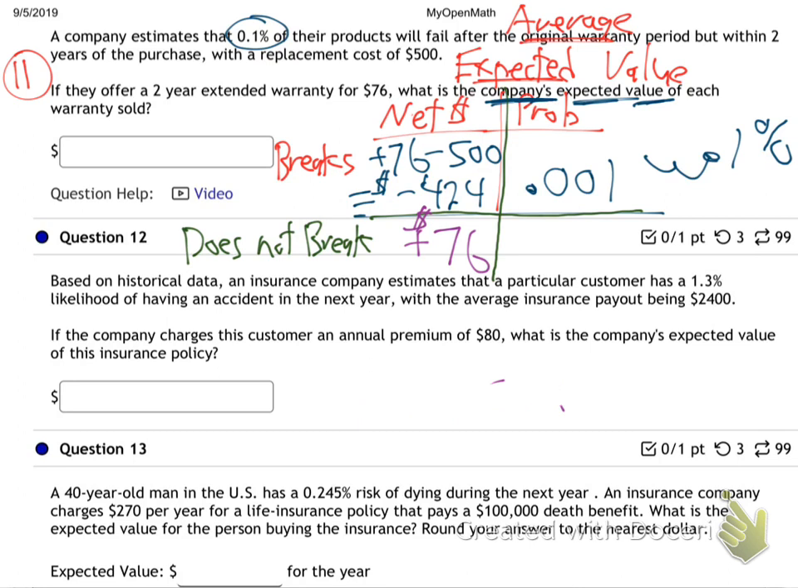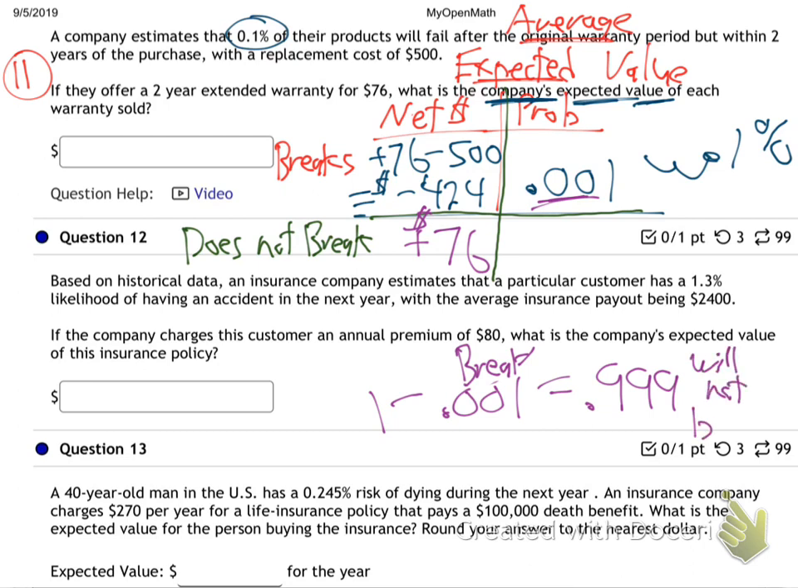So if there's a 0.001 probability it's going to break, then 1 minus that, 0.999, is the probability that it will not break during the 2-year period. 0.999. Very likely to not break during the 2-year period. So they'd have to look at a history of their product and how often it breaks in the 2-year period.